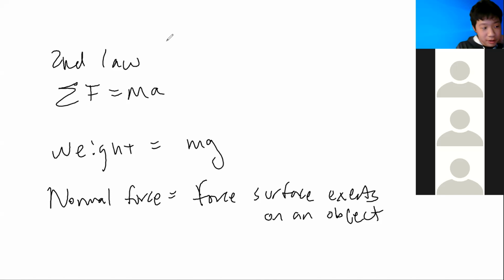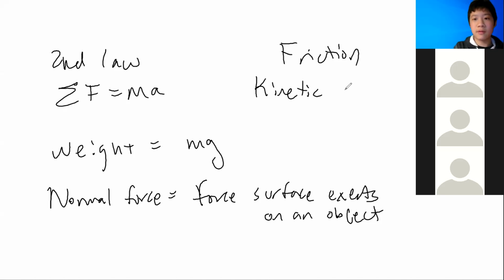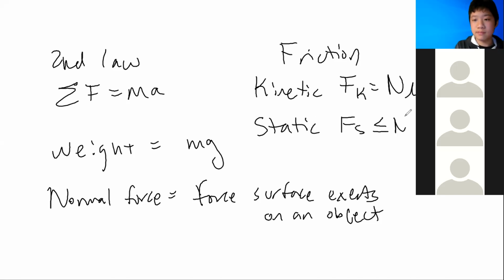What other key points do we have? We have friction. Kinetic friction equals the normal force times mu, and then we have the static. Those are basically the key points that you should know from this class. If you want to take a screenshot of this, feel free to do that now.